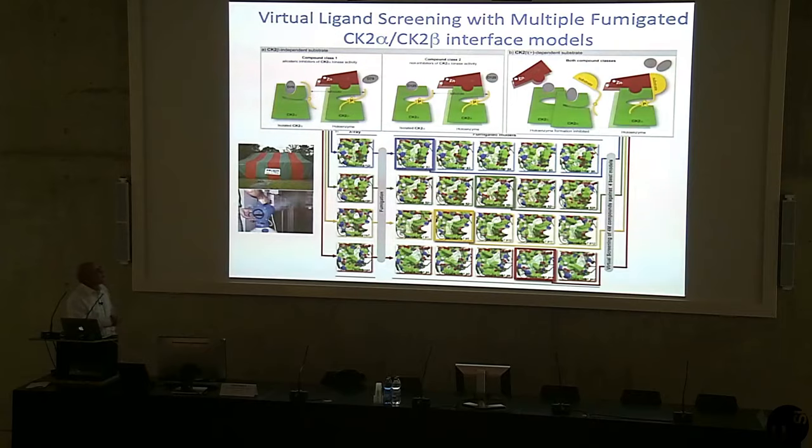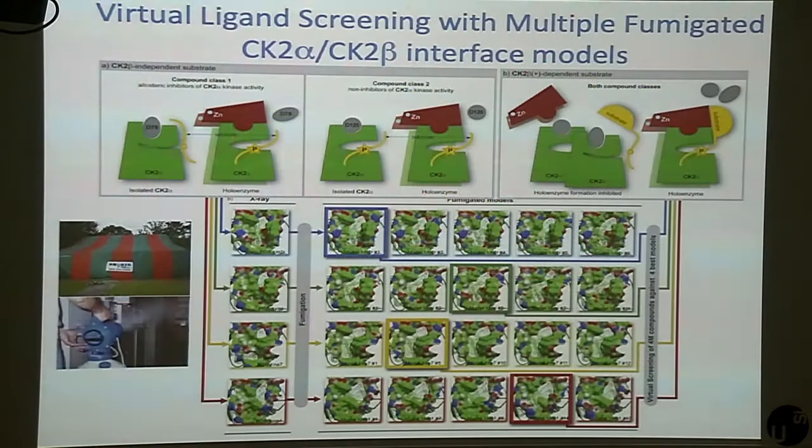Right. But I want to show you this, and how we approach that. Here's a casein kinase 2. That's the kinase domain, it has the active site. We didn't want to target that, but there is a beta subunit. The beta subunit binds here, and it defines the specificity of that kinase.